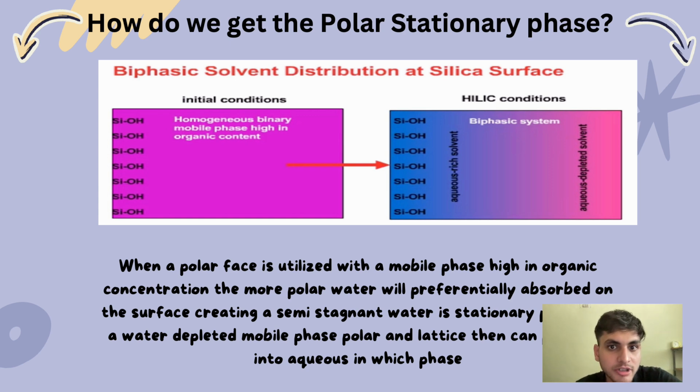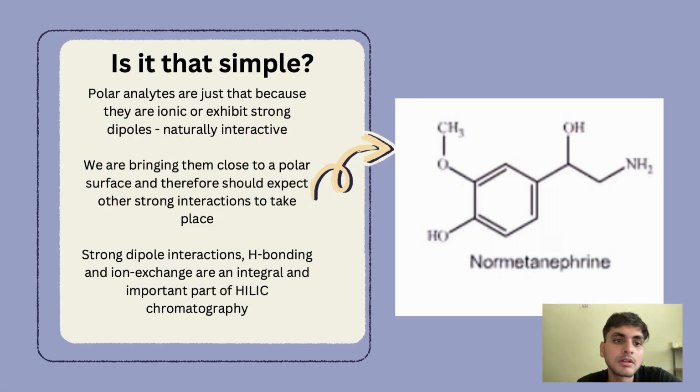When we go more into the details, is it that simple? Is there only polar interactions going on? Actually not. There are various other interactions also going on. Actually, the polar analytes are just that because they are ionic or exhibit strong dipoles. They are naturally interactive. We are bringing them close to a polar surface and therefore should expect other strong interactions to take place.